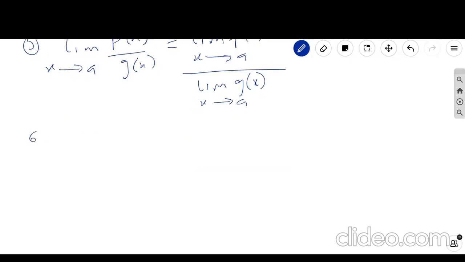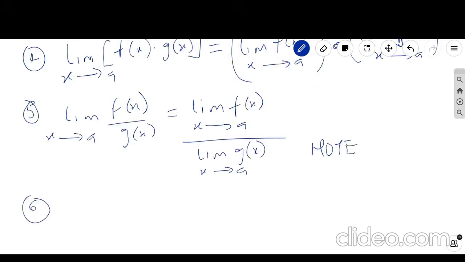Please take note here under property 5: the limit of g of x as x tends to a must not be equal to 0. That's the condition. It must not be something over 0. You have to avoid that.